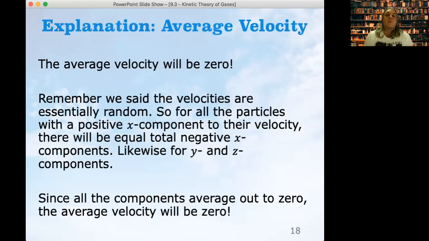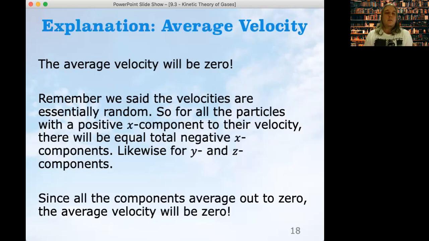The average velocity will be 0. This comes back to our assumption again. Remember that we said for an ideal gas, if you freeze frame it, the velocities are all pointing in random directions. Therefore, for every direction that you've got a velocity going, you'll have one going the opposite direction. So they're all going to average out, they're all going to cancel out. You'll end up with 0 average component in each direction. So our average velocity is actually 0.